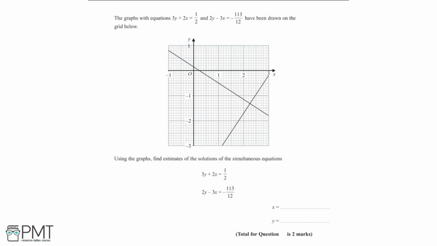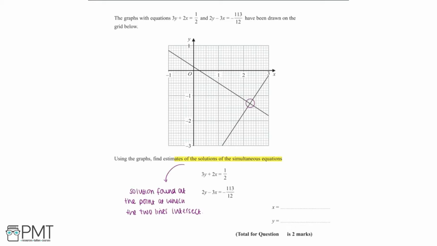In this question, we're told that the graphs with equations 3y plus 2x is equal to 1 over 2, and 2y minus 3x is equal to minus 113 over 12 have been drawn on the grid below. Now using the graphs, we need to find estimates of the solutions of the simultaneous equations given below. Now these two equations have been drawn on our graph, and so we can use the graph in order to find the solutions. Now the solution of these two lines would be the point at which they intersect, which we can label on our graph.